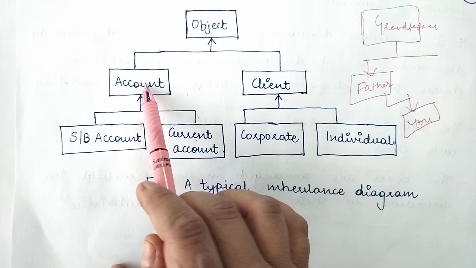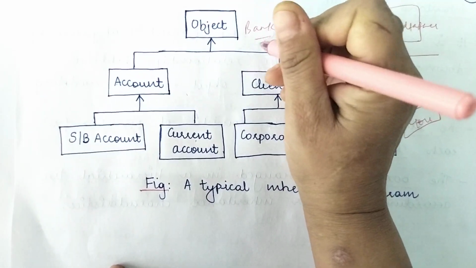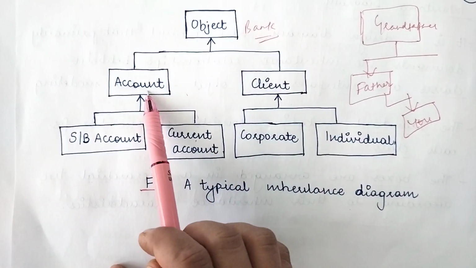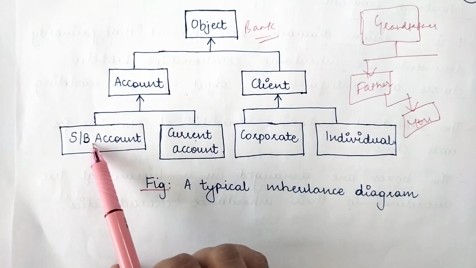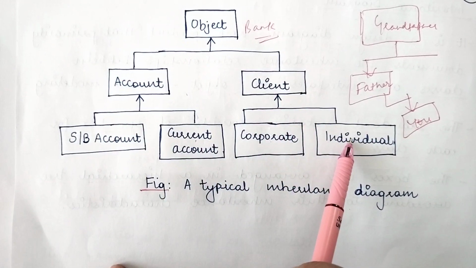This is a class, this is a class. So, for example, this is a bank. Then bank will have two kinds of classes, account and client. There needs to be account, there needs to be client. Account will have further saving account and current account. Clients will be corporate account and individual accounts.